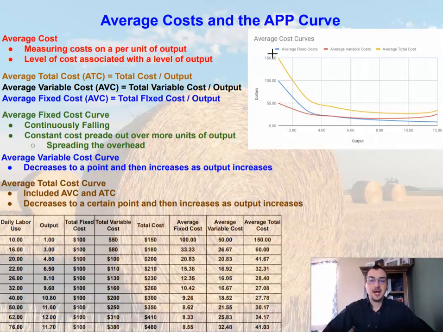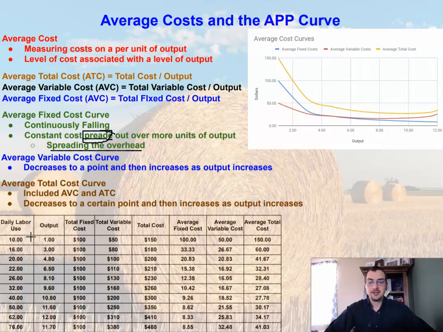First off, let's dive into the average fixed cost. This average fixed cost is this blue line right here, and we notice that it falls, and then it continues to fall. It just keeps decreasing. So our average fixed cost curve is continuously falling. Well, why is that? It's because the constant cost is spread out, I got a spelling error right there, over more units of output. It's known as spreading the overhead.